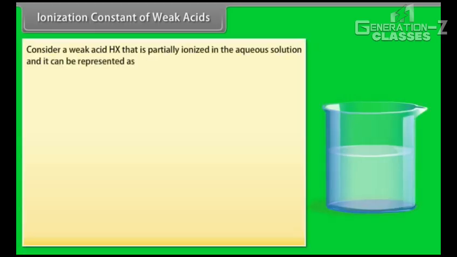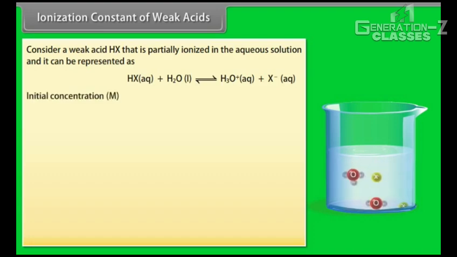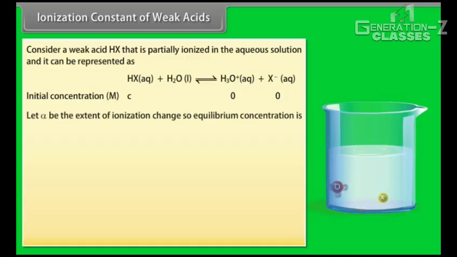Ionization constants of weak acids. Consider a weak acid HX that is partially ionized in the aqueous solution. Let the initial concentration of HX be C. Let alpha be the extent of ionization, so the equilibrium concentration of HX is C minus C alpha. The equilibrium concentration of H3O plus is C alpha, and of X minus is C alpha.